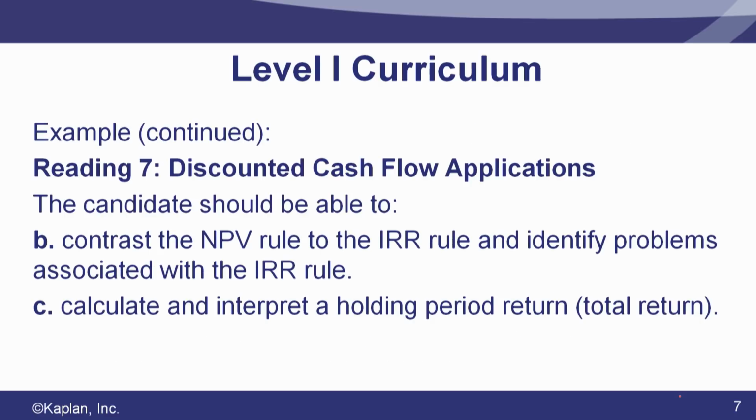The second LOS, B here, contrast the net present value rule to the internal rate of return rule and identify problems associated with the IRR rule. And C, calculate and interpret a holding period return or total return. That gives you an idea about these LOSs for each reading.